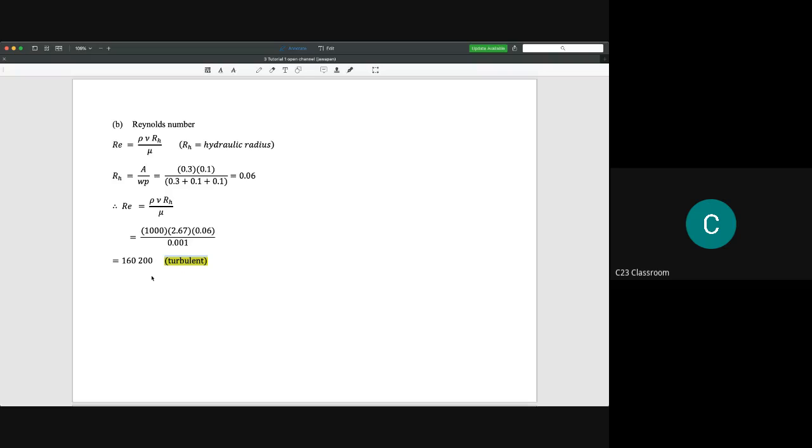Please bear in mind that the range of laminar and turbulent for open channel is different from the flow in pipes. In open channel, when the Reynolds number is less than 500, it is 100% laminar, and if the Reynolds number is greater than 2000, it is fully turbulent flow. So please remember the equation, and I hope you know when to use that equation and how to differentiate the range of the Reynolds number.